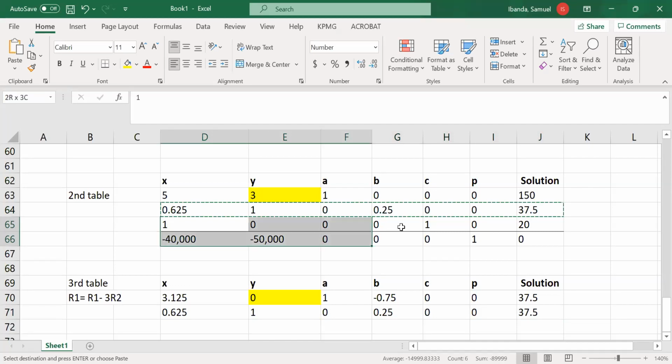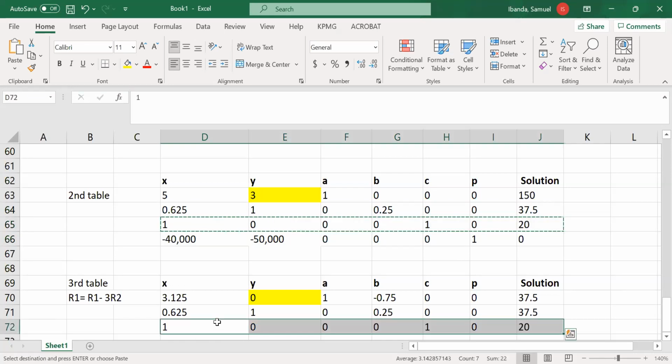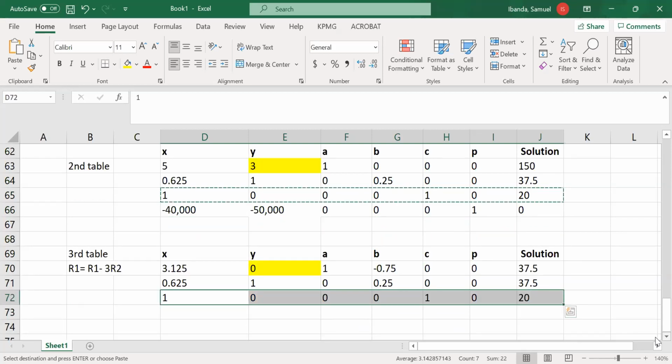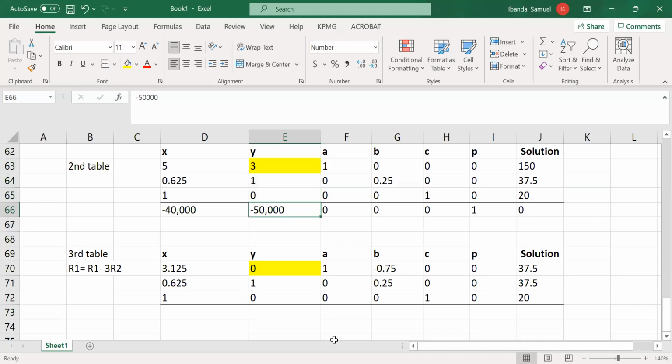This one, now see, if I had a number here, I would also strive to make this a 0. But since I already have a 0 here, I'll just leave it the way it is. I'll bring it here. Now, I also have, remember, there's a 50,000 there, okay? There's a 50,000 there.